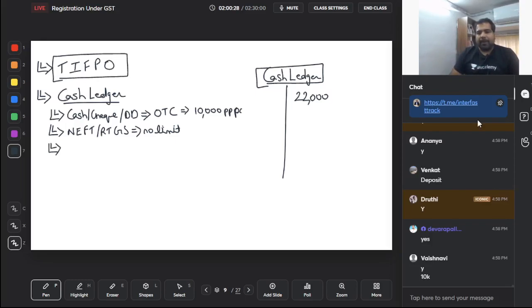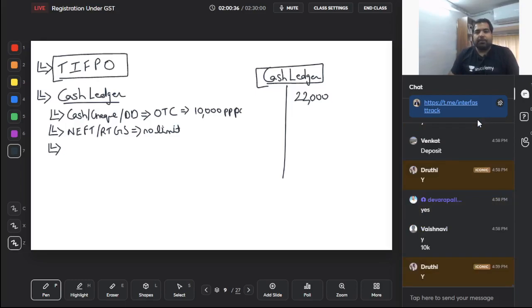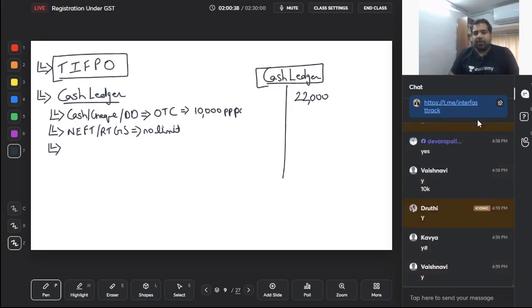Next, guys, please tell me the last time you went to a bank to deposit money, did you fill up a slip? Yes, that slip is called a challan. Here also you need to fill up an electronic challan. So there is no manual challan in GST. There is only an electronic challan.